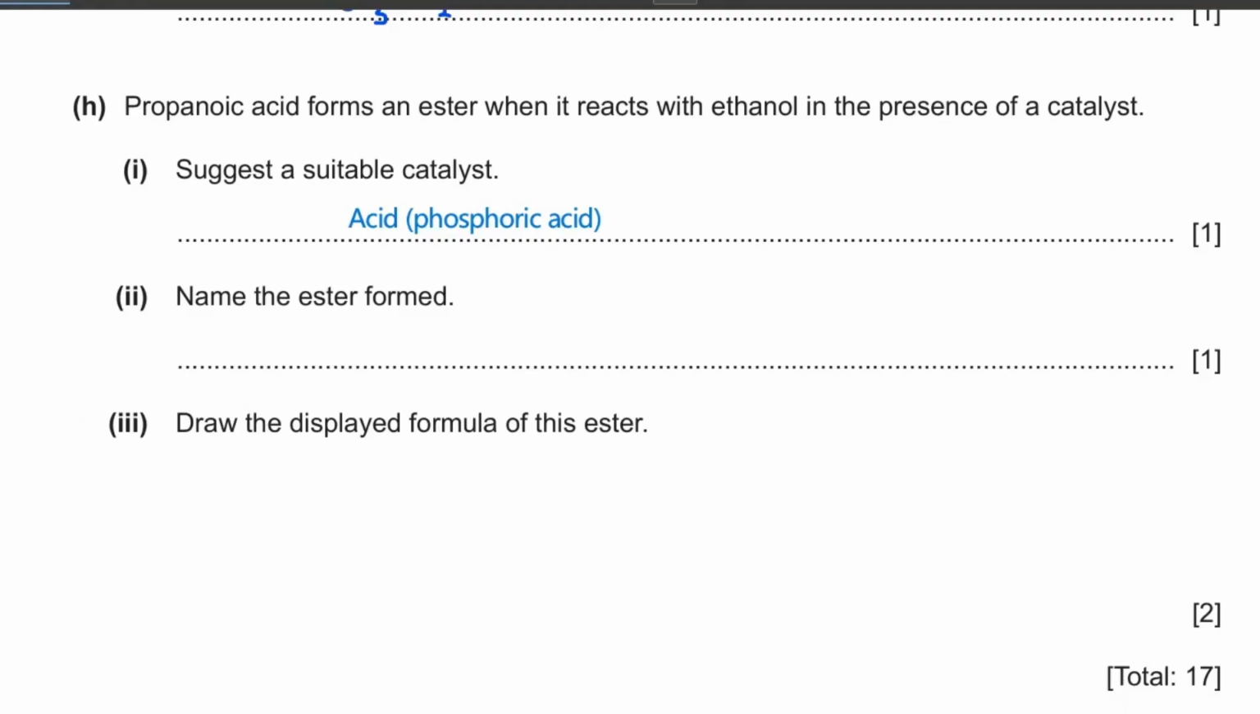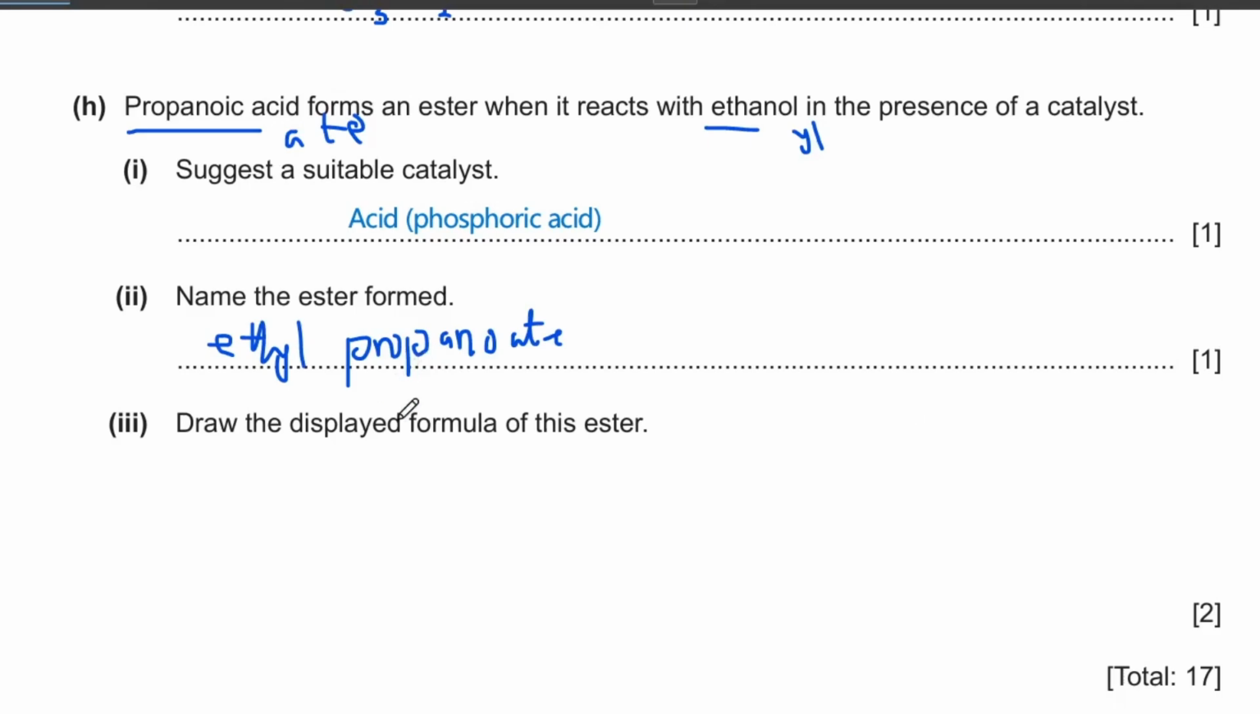Next question. Name the ester formed. In order to name our ester, we start by naming the alcohol and then the propanoic acid. The alcohol will change to YL, which is alkyl. The ethanoic acid will change to ATE. So the name of the ester is going to be ethyl propanoate. Next question. Draw the display formula of this ester. We have to draw the display formula of ethyl propanoate.